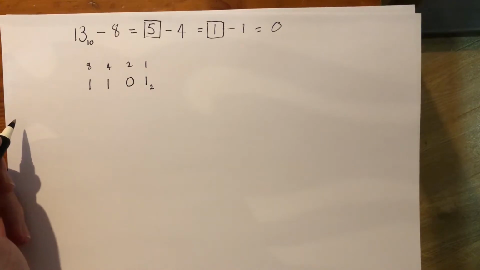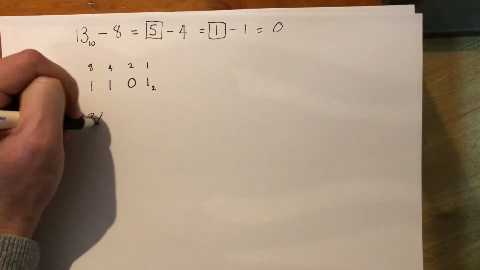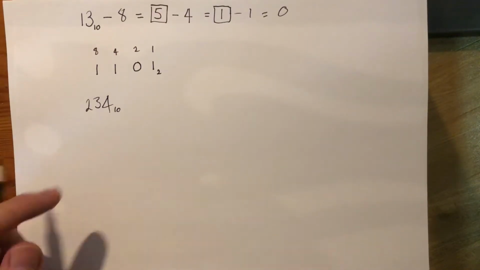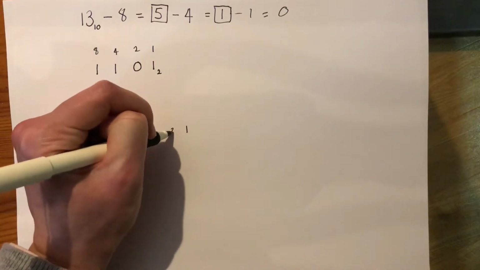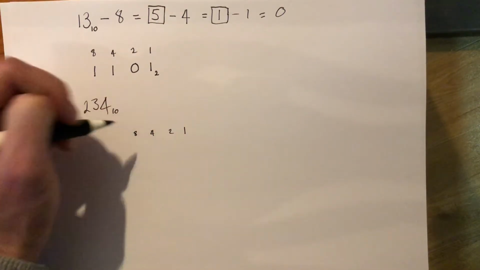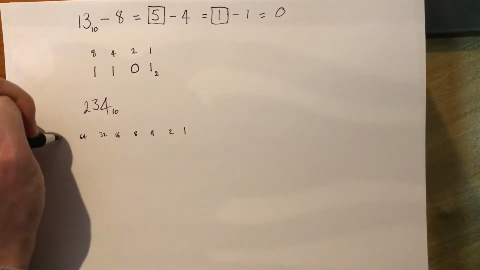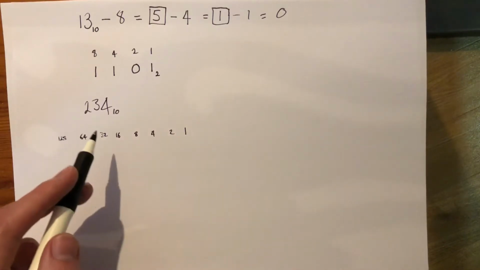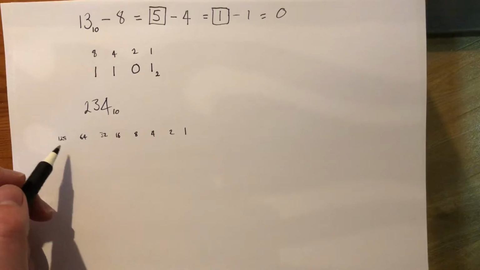Let's try with a slightly trickier example. How about we take the number 234 in decimal and convert it into binary. Now this is an example where you need more than 4 bits to represent this number. So we're just going to start at 1 and work up in powers of 2: 1, 2, 4, 8, 16, 32, 64, and we're going to go all the way up to 128. So we've got 8 bits there with which to write this number 234.